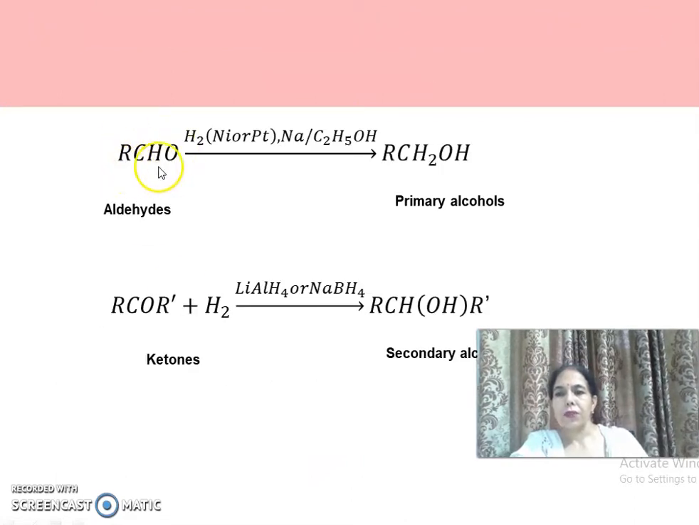Here is an example in which we have taken a general aldehyde, RCHO. If it is treated with hydrogen in the presence of catalyst, or sodium and ethyl alcohol, then primary alcohols are only formed. Similarly, ketones, RCOR', with lithium aluminium hydride, sodium borohydride or hydrogen, give secondary alcohols. That is RCHOHR', meaning the OH group is attached to that carbon atom which is further attached to two alkyl groups. So it is a secondary alcohol.